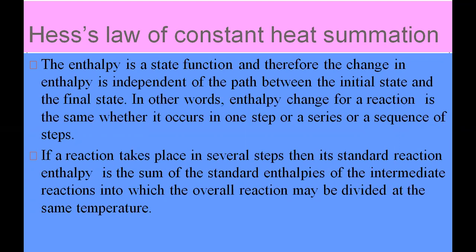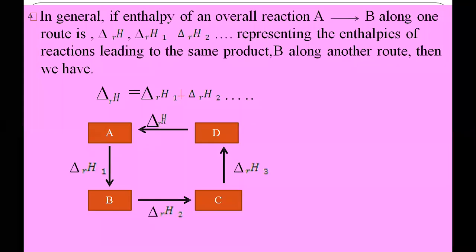Okay, so for a reaction that takes place in several steps, its standard reaction enthalpy is the sum of the standard enthalpies of the intermediate reactions into which the overall reaction may be divided at the same temperature. Now let's understand how this is carried out. In general, consider the enthalpy of an overall reaction where A is the reactant and B is the product along one route. And there is a situation where this converts through multiple steps.